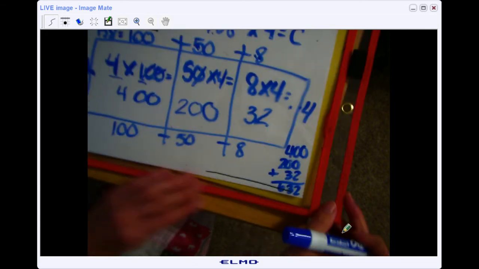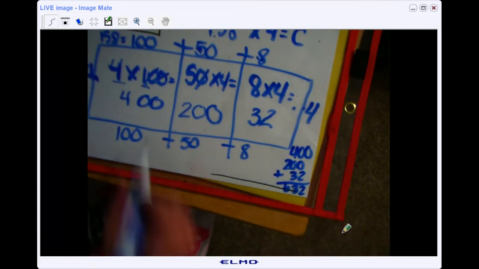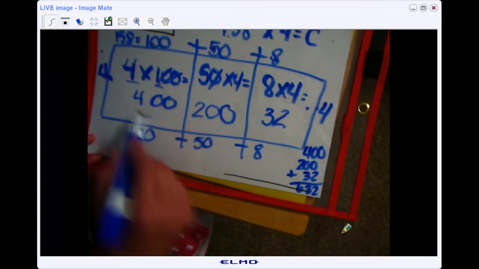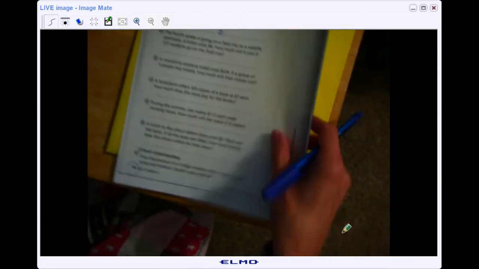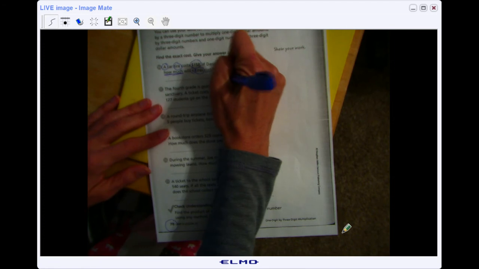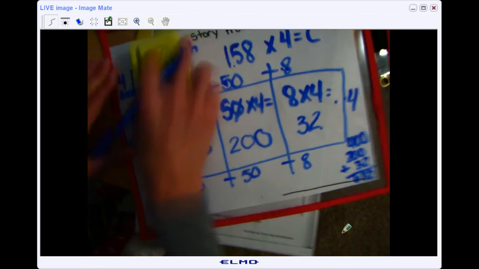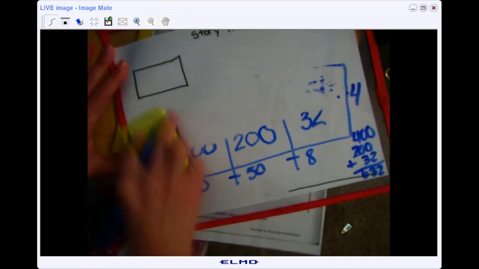Check to see that you got the same answer that I did. If you did not, check your hundreds. Did you get 400 for your hundreds product, 200 for your tens product, and 32 for your ones product? I'm now going to take that answer, 632, and I'm going to transfer it back to this sheet right here, $632. Okay, awesome. All right, I'm going to erase my whiteboard and let's go on to number 17.